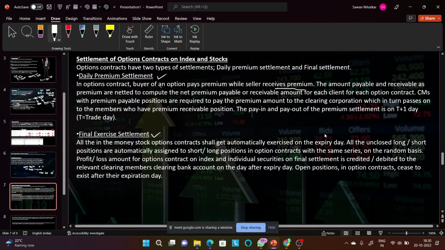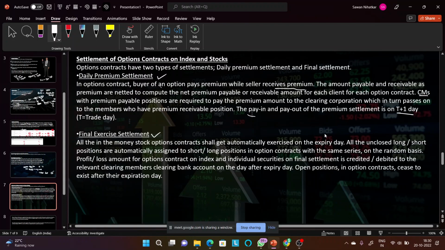So the amount payable and receivable as premium are netted to compute the net premium payable or receivable amount for each client in an open option contract. So clearing members with premium payable positions are required to pay the premium amount to the clearing corporation, which in turn passes on to the members who have premium receivable position. The pay in and payout of premium settlement is on T plus 1 day, that is trade day.